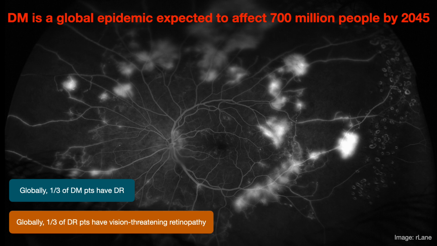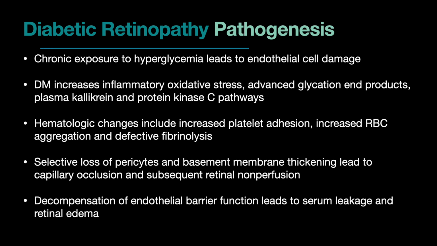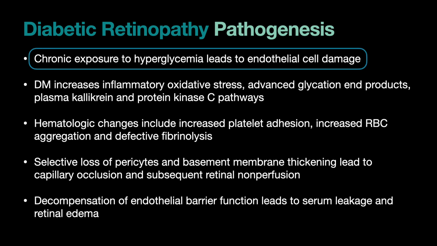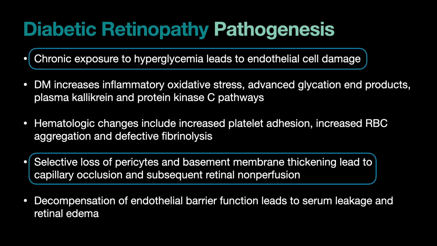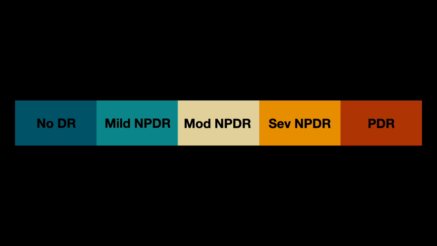have vision-threatening retinopathy. Okay, there's a lot going on in this slide, but key points: chronic exposure to hyperglycemia leads to endothelial cell damage, selective loss of pericytes and basement membrane thickening lead to capillary occlusion, subsequent retinal non-perfusion. This is most of what I think of when I think about diabetes. It's certainly about all I explain to patients when they really want to know.